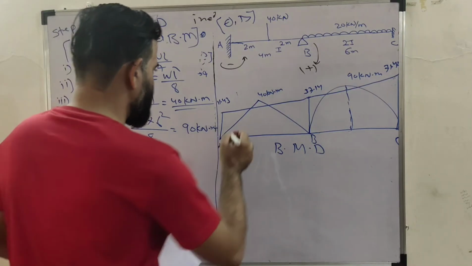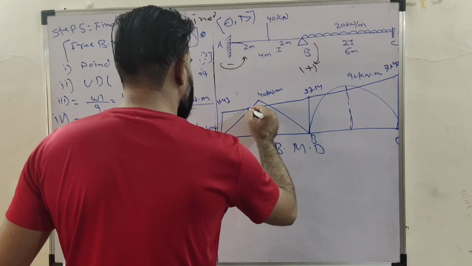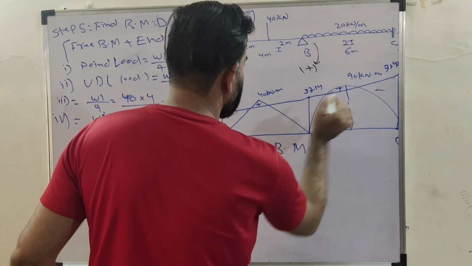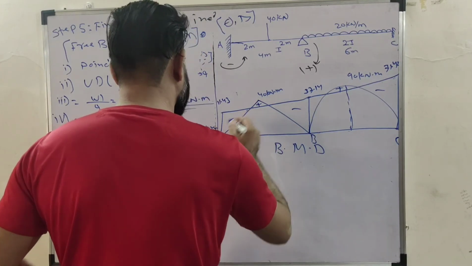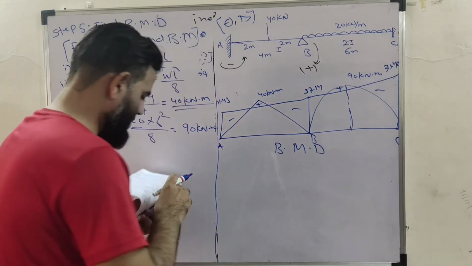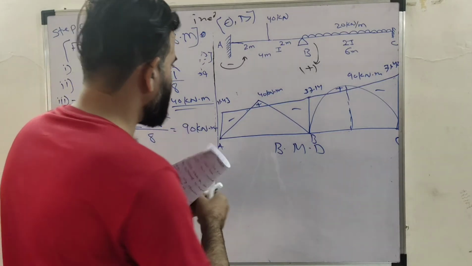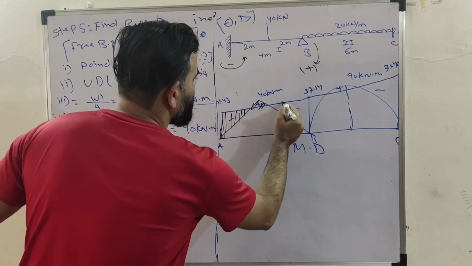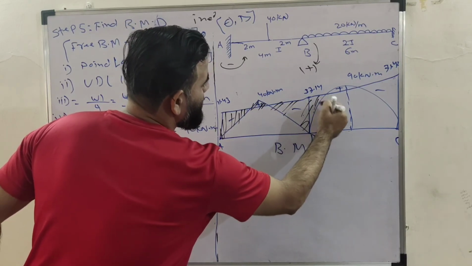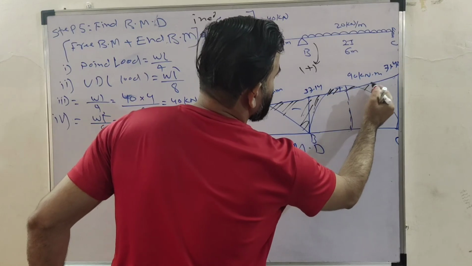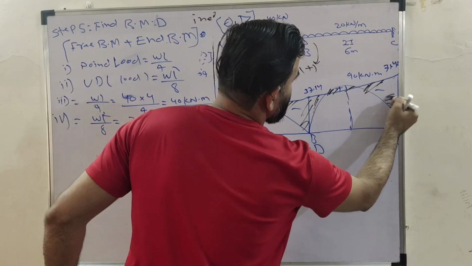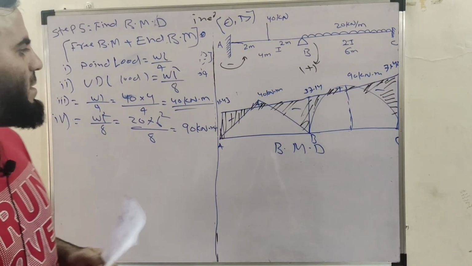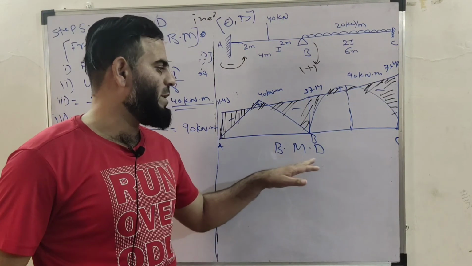Now, that is the positive, negative, this one. See, this is the final bending moment diagram.